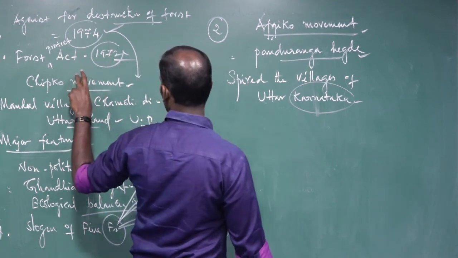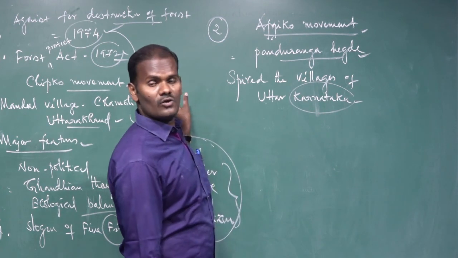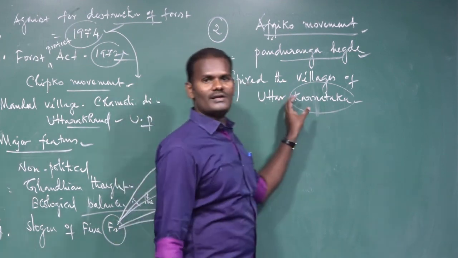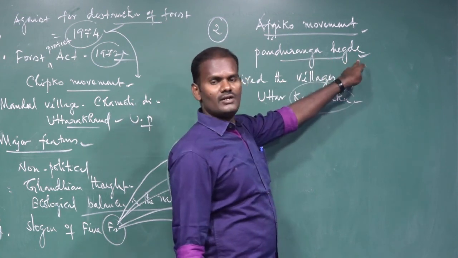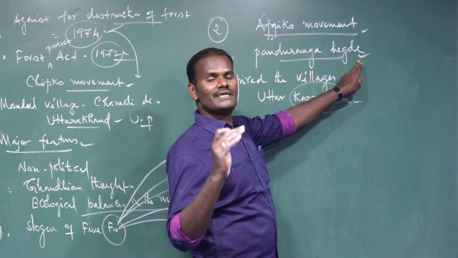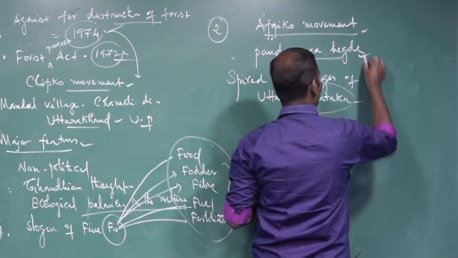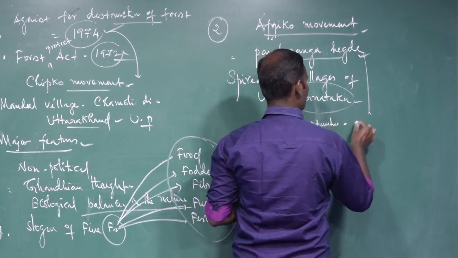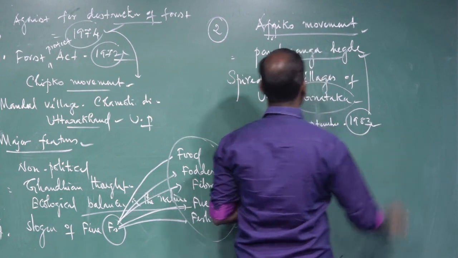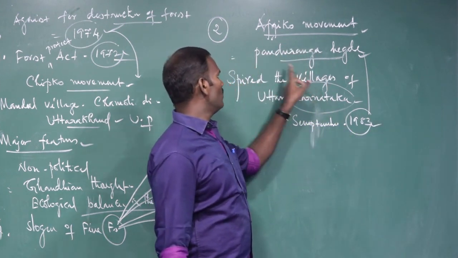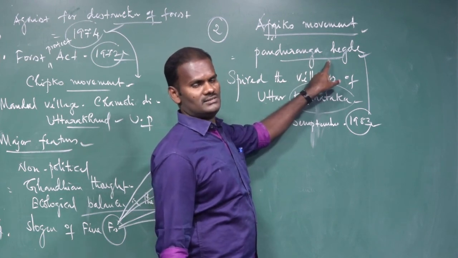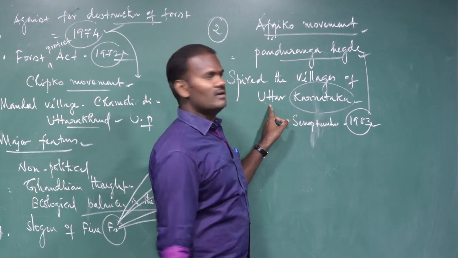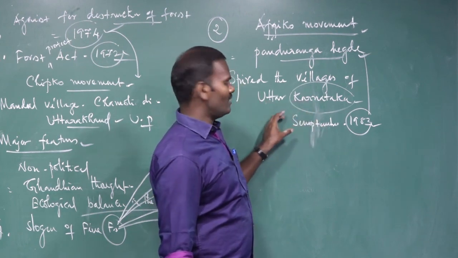The Chipko movement was started by Sundarlal Bahuguna in Uttarakhand, now a part of Uttar Pradesh, for the protection of the forest. A similar movement was also started by Panduranga Hegde in Gudigar, a small village near Sirsi district in Karnataka, in September 1983. This movement inspired the people from Uttarakhand to Uttara Kannada to protect their trees also.